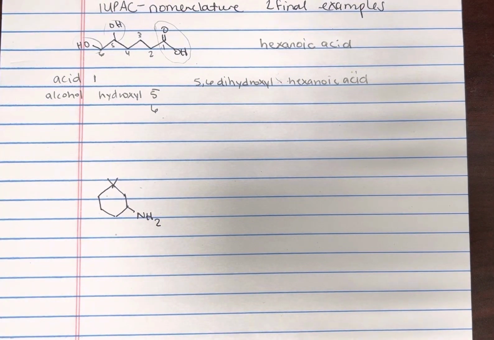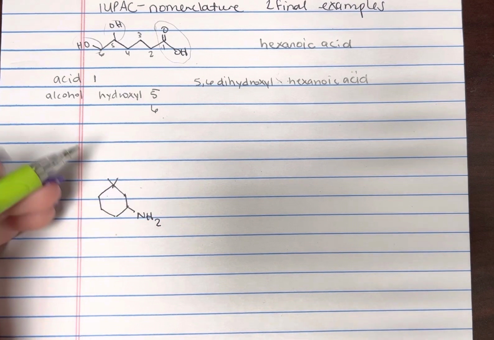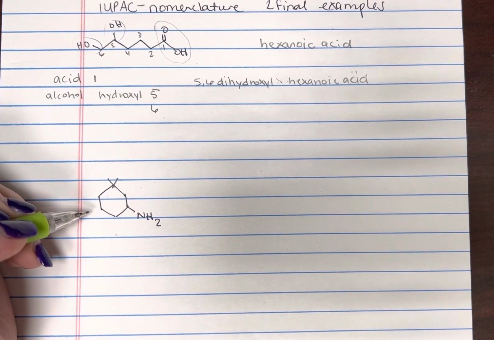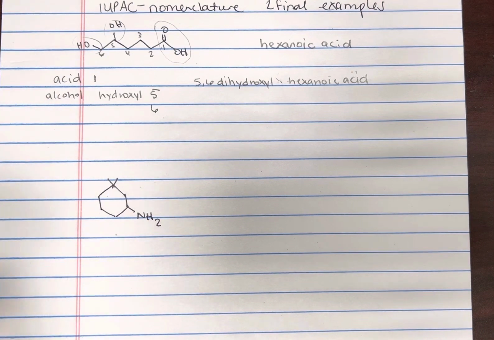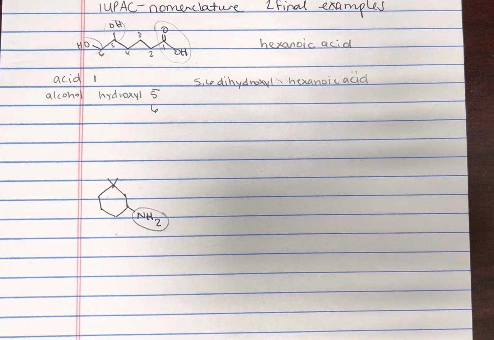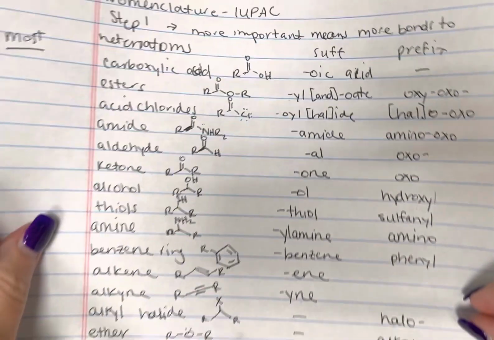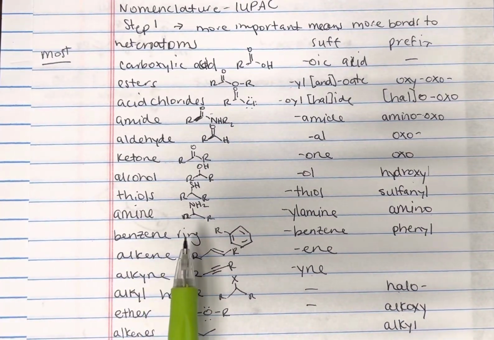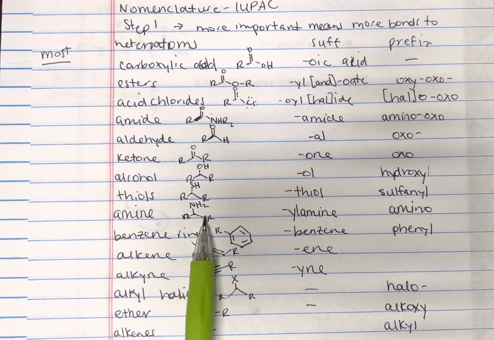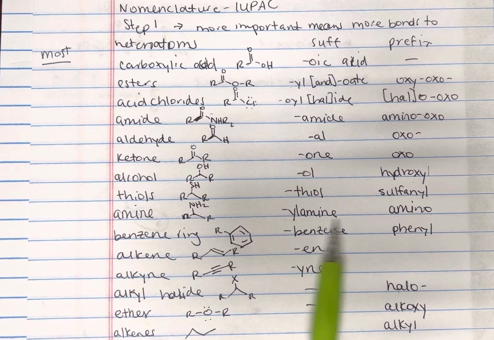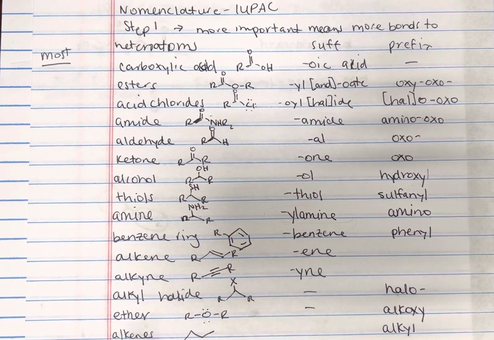Okay, if we count on here, this has 1, 2, 3, 4, 5, 6, 7, a total of 8 carbons, but they're not together. This is our functional group. It's our most important functional group. And when we look at it from our list here, it's an amine. And so this is most important, so we're going to use a suffix. So it's going to be ylamine.